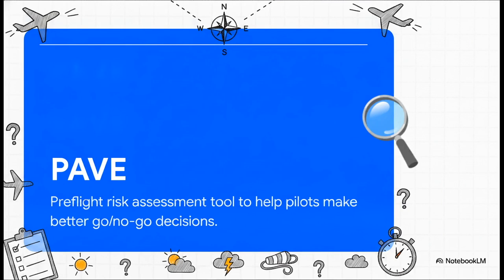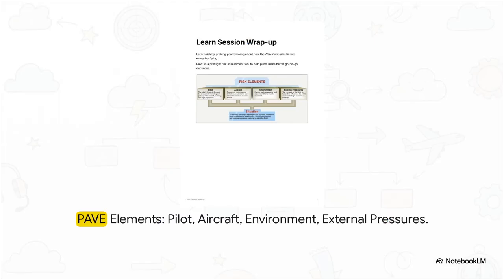Our foundational concept today is PAVE. Now, as a pilot, you know it's a totally vital pre-flight risk assessment tool. It's basically designed to help us make those really tough go/no-go decisions before we even think about starting the engine. The core risk elements of that checklist are pretty straightforward, right? We've got pilot, aircraft, environment, and external pressures, and they all feed right into the overarching situation of your flight.